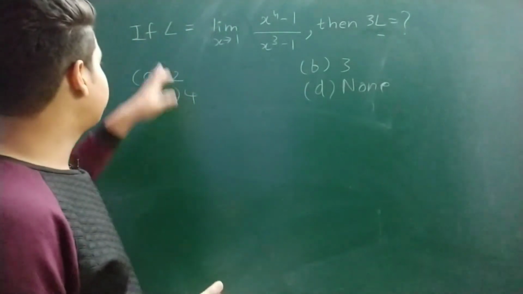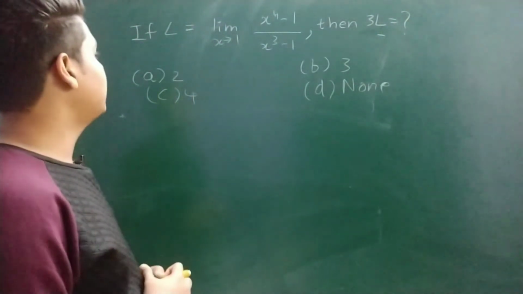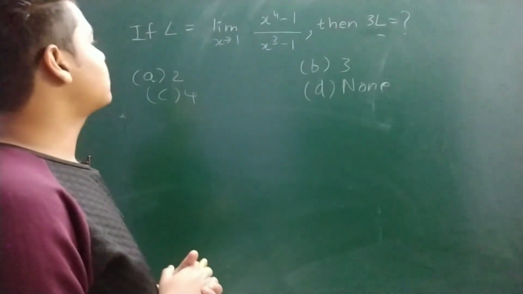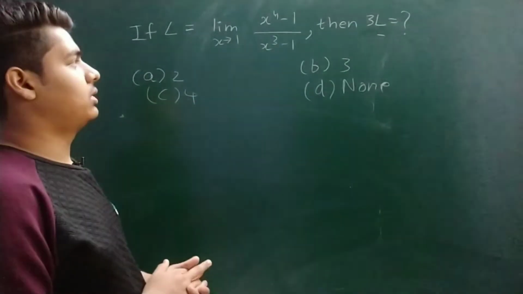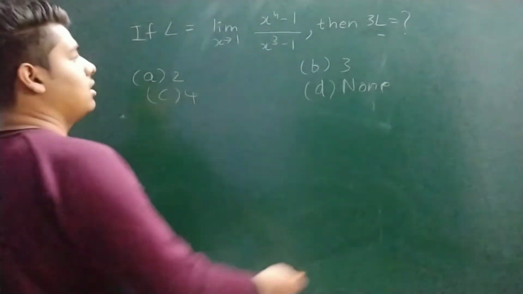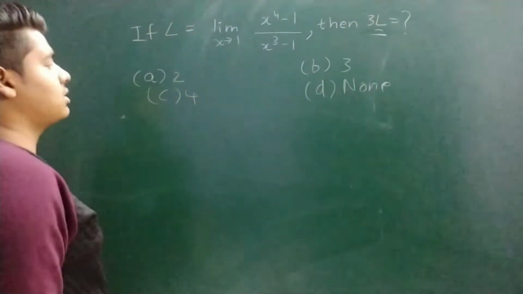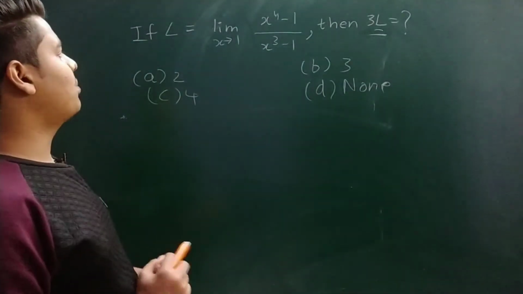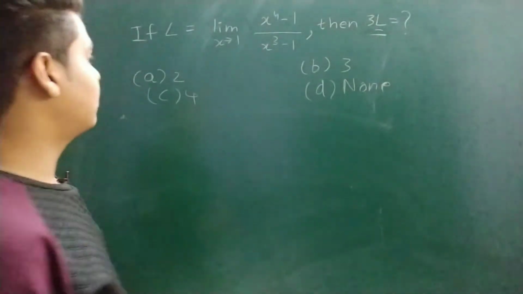And let me remind you, the questions have been picked up from the support material provided by the Government of Delhi, and it's a very good book. So the first MCQ I'm writing on the board, and you can solve it with me. The question is: if L equals limit x tends to 1 of (x to the power 4 minus 1) upon (x cube minus 1), then what is the value of 3L? We have to find the value of 3L, where x is tending to 1.